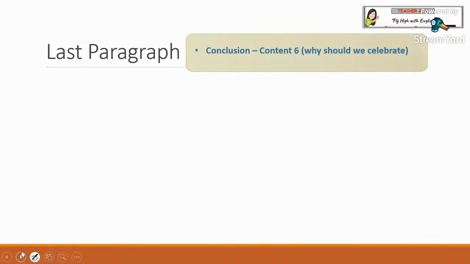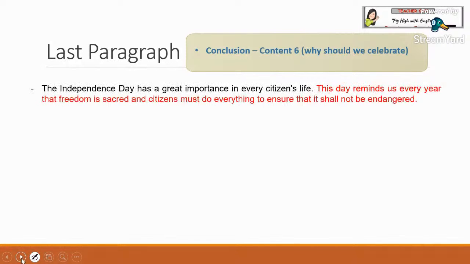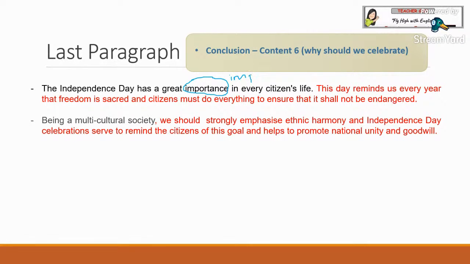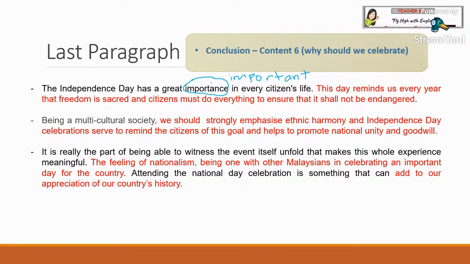Okay, last paragraph. Conclusion. So the content 6. Why should we celebrate? Why should you celebrate the Independence Day or Merdeka Day? Okay, example number 1. The Independence Day has a great importance in every citizen's life. Look at the word importance. Importance, kepentingan. It's not important. Important is penting. Importance is kepentingan. Important is an adjective. Importance here is a noun.